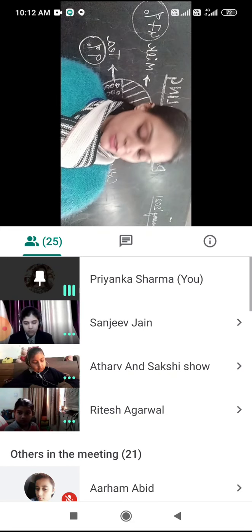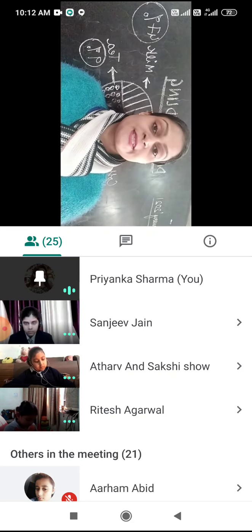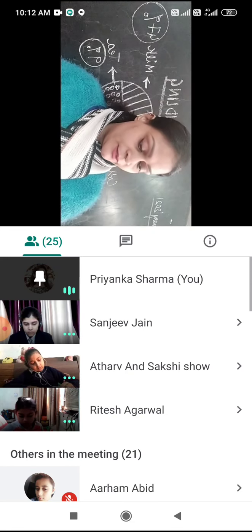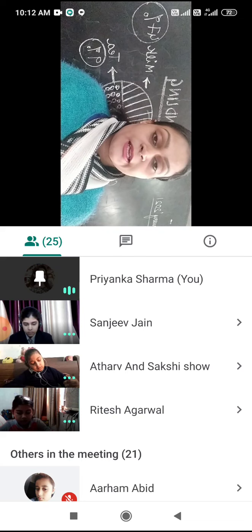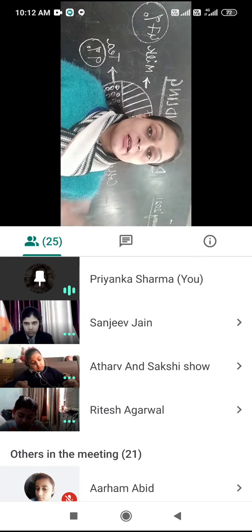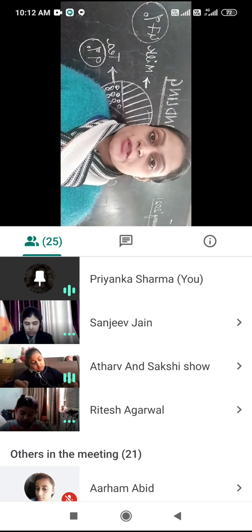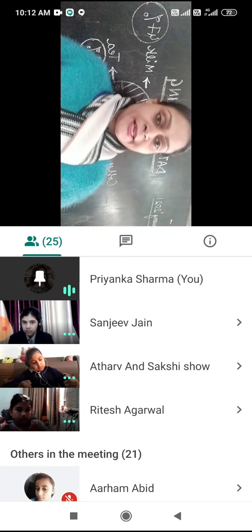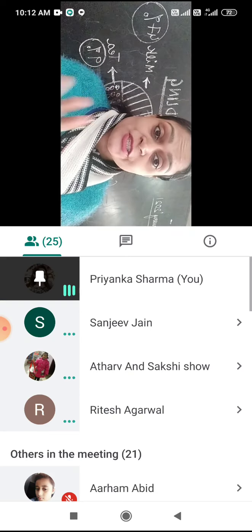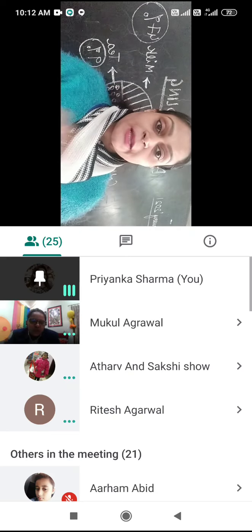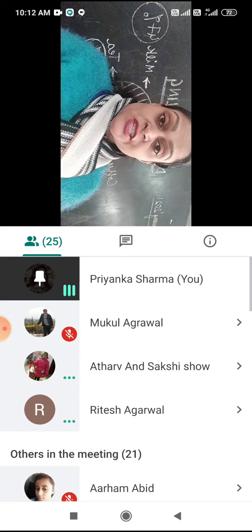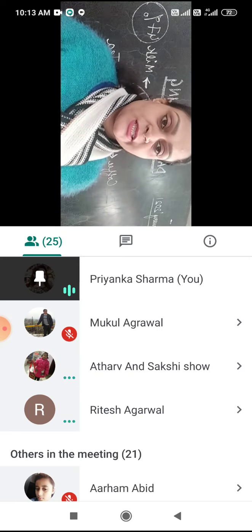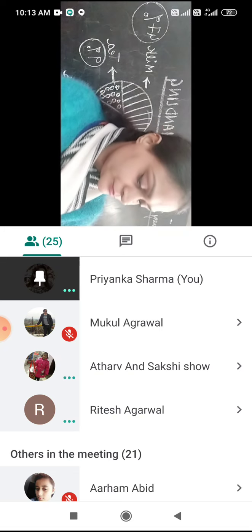Open page number 247, exercise 16.3, question number 1. Look at the pie chart given on the right hand side, the colors and the percent and the key. Study it carefully. I'm giving you 10 seconds to study the pie chart. Look at the pie chart and see which color is denoting which item plus what is the percent. I'm giving you 10 seconds.